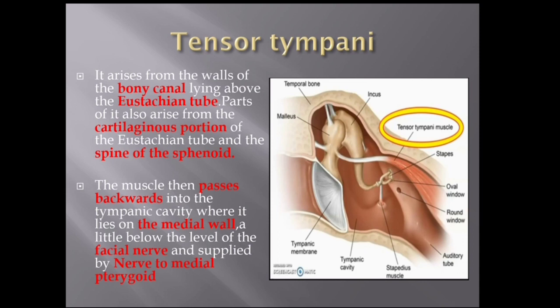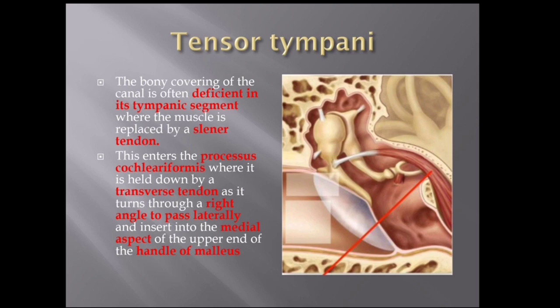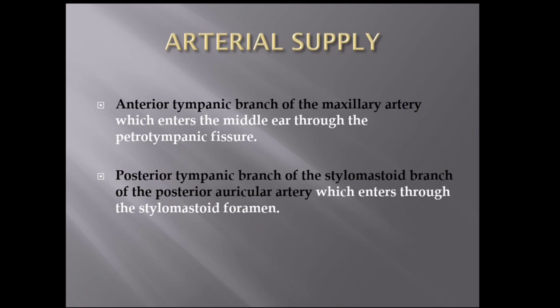Now the next muscle is tensor tympani. It arises from the wall of the bony canal lying above the Eustachian tube. Parts of it also arise from the cartilaginous portion of the Eustachian tube and the spine of the sphenoid. The muscle then passes backward into the tympanic cavity where it lies on the medial wall a little below the level of the facial nerve, supplied by the nerve to medial pterygoid. The bony covering of the canal is often deficient in its tympanic segment, where the muscle is replaced by a slender tendon. This enters the processus cochleariformis where it is held down by a transverse tendon as it turns through a right angle to pass laterally and insert into the medial aspect of the upper end of the handle of the malleus.